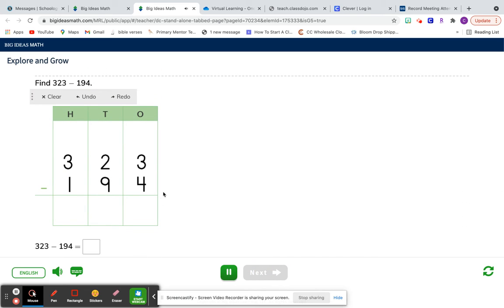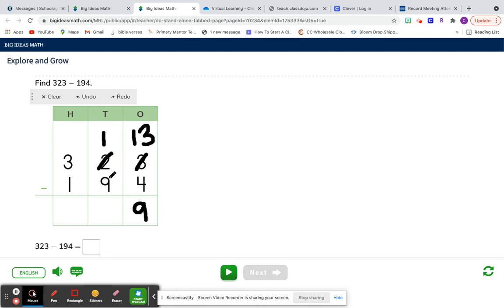Find 323 minus 194. All right, this is one that we are going to have to regroup twice. So this is just extra steps. Make sure you're taking your time and paying attention to what you're doing. 3 minus 4. I cannot do that, so I have to come over here. I have to borrow. So I have 1. Do not forget to regroup. Then I'll come over here. 10 plus 3 is 13. 13 minus 4 is 9.